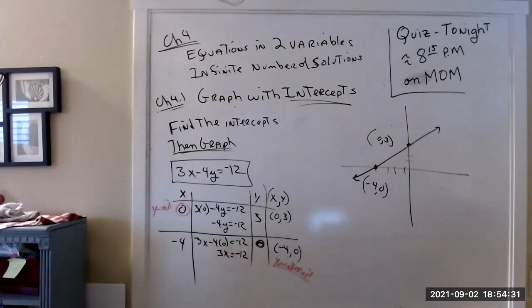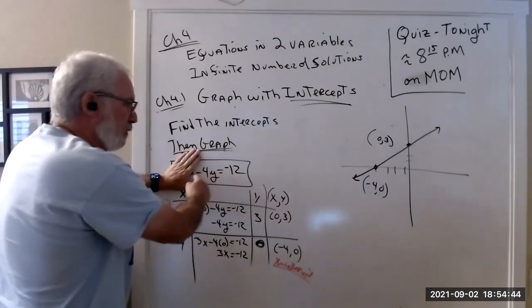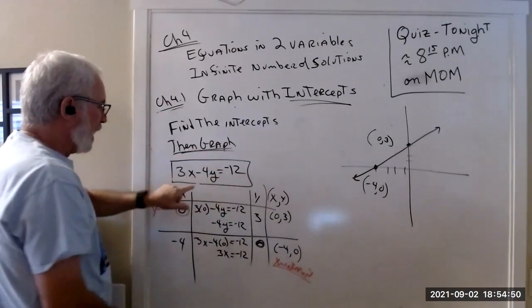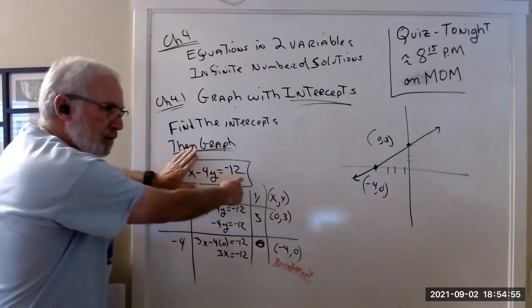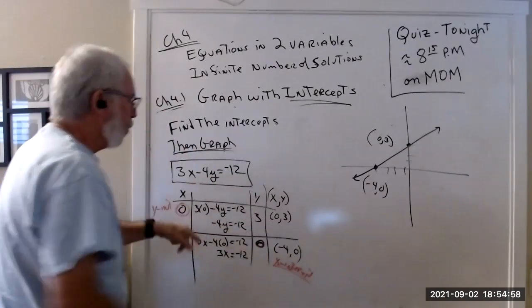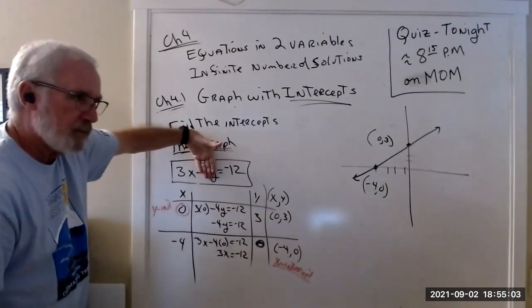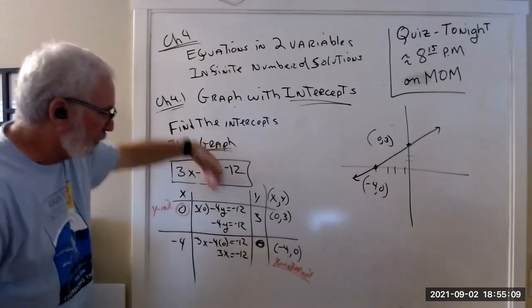What a whole lot of people do is they don't even do this table. They just go, if x is 0, this drops out of the problem, and I can solve that in my head. Divide both sides by negative 4. So when x is 0, this drops out of the problem. I have an easy problem to solve. Bingo. If y is 0, then this drops out of the problem. So I have 3x equals negative 12. I can do that in my head also, and we get that answer.